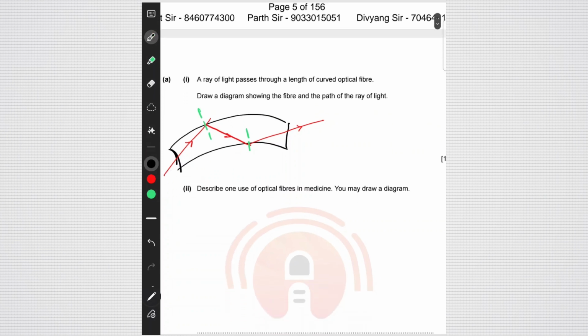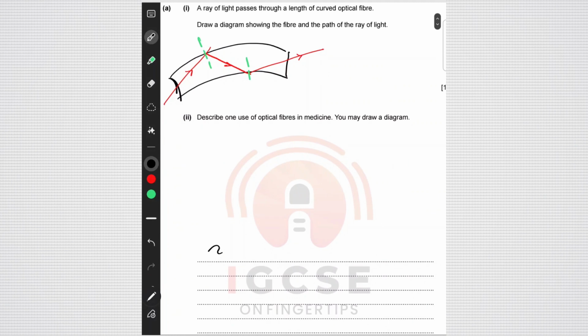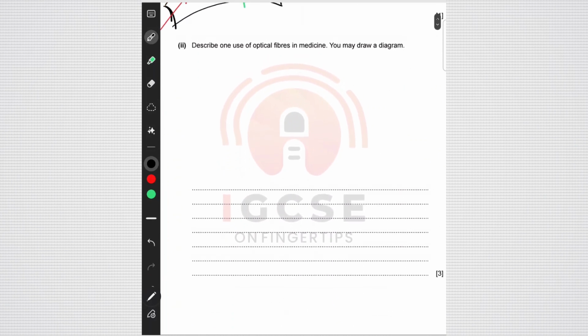Describe one use of optical fiber in medicine. You may draw a diagram, so I choose not to. You can look at your textbook and find out these answers.